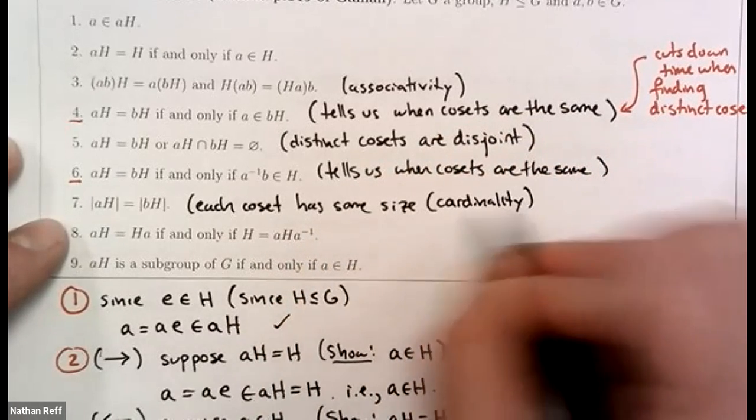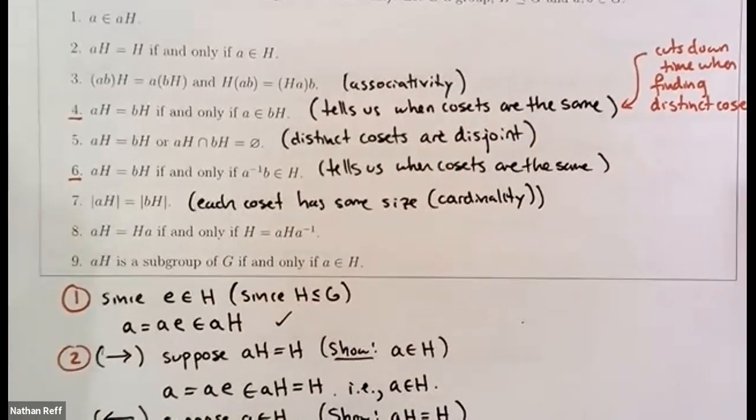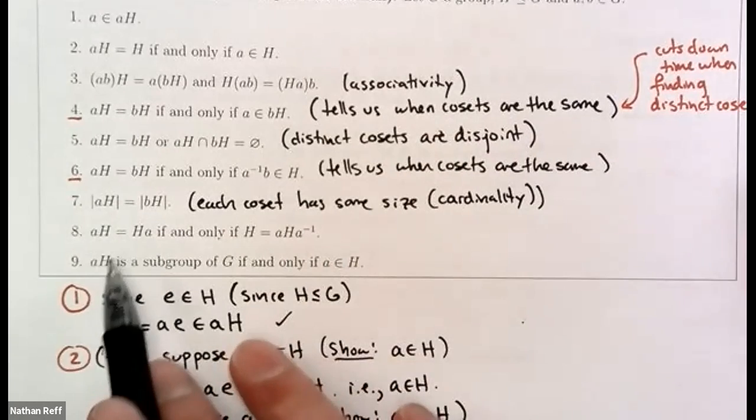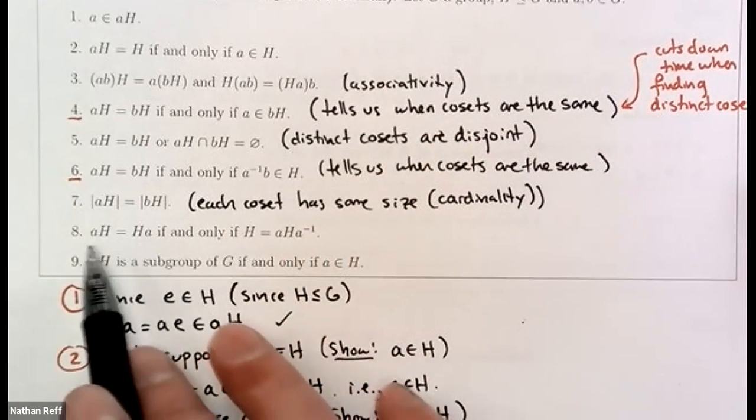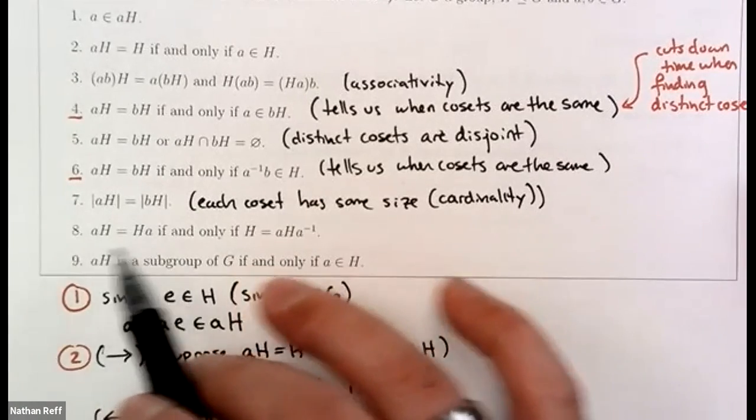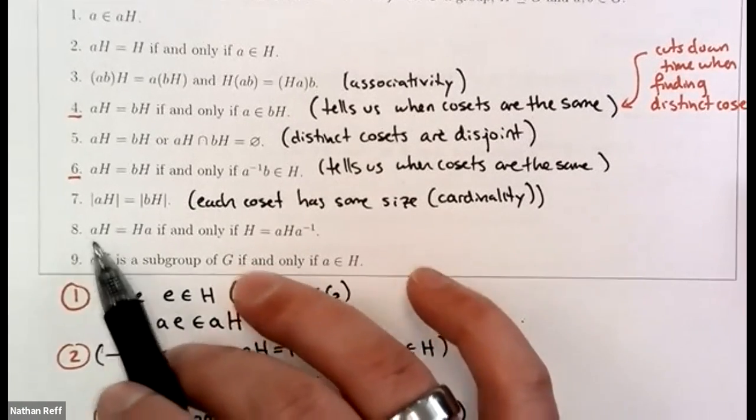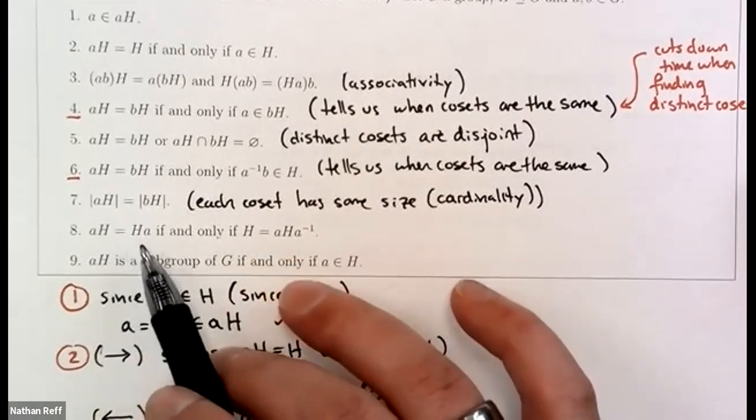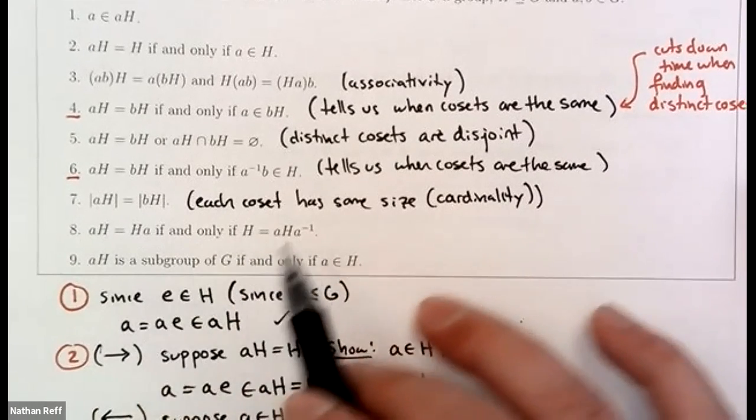For finite groups, that's going to be very useful for us. Property 8 here is actually quite useful. It looks a little weird. This one is actually saying when the left and the right cosets are the same. So this is saying that the left coset of A is the same as the right coset if and only if this condition is held.